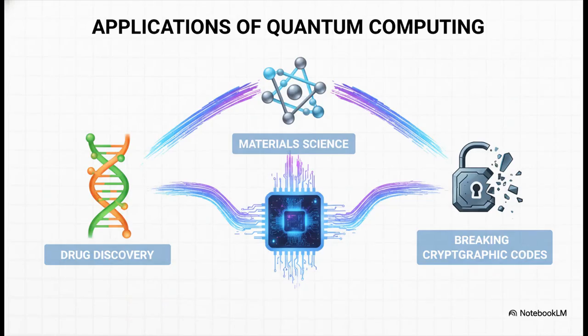And this power, this ability to explore a huge landscape of possible solutions all at once, is what will allow quantum computers to solve certain problems that are practically impossible for any classical computer we could ever build. We're talking about things like discovering new medicines, designing revolutionary new materials, or breaking incredibly complex cryptographic codes. These are the kinds of world-changing problems quantum computing is set to tackle.